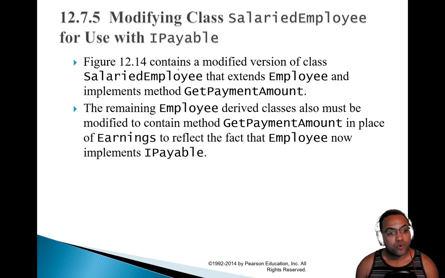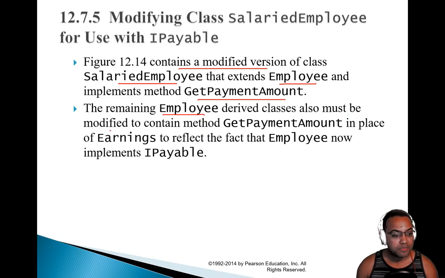Figure 12.14 contains a modified version of a class salaried employee that extends employee and implements the method get payment amount. The remaining employee-derived classes also must be modified to contain method get payment amount in place of earnings to reflect the fact that employee now implements IPayable.